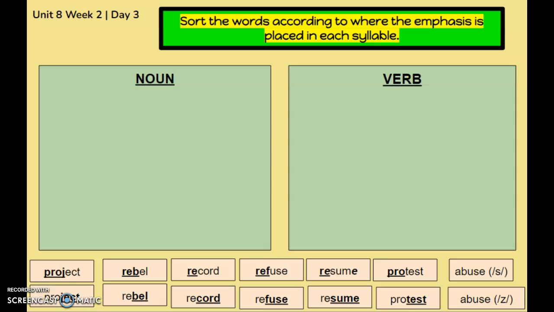These take some time to figure out, so please go slow, and you're probably going to have to say them or whisper them to yourself to practice the emphasis wherever it's underlined and bolded. Then sort them if they are a noun or a verb. Remember, a noun is a person, place, thing, or idea, and a verb is an action word.